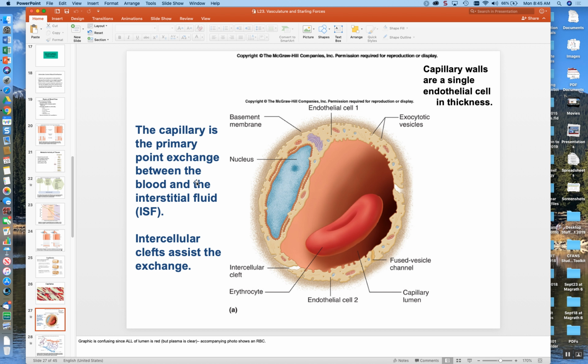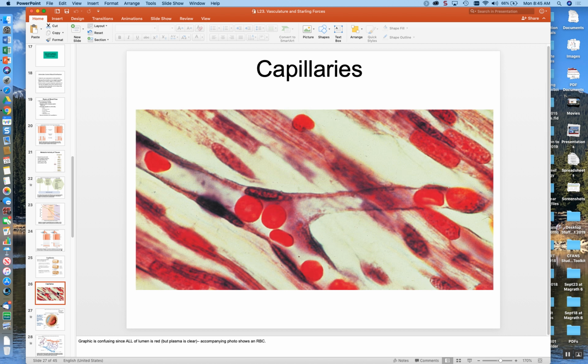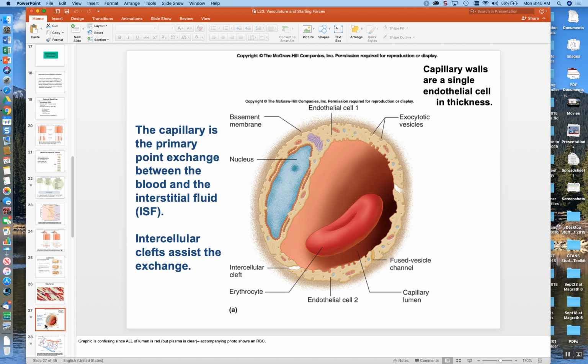Again, allowing enough time for oxygen and nutrients to be exchanged at that site. Okay, again, very tiny, thin-walled cells. Velocity is very slow, and that makes the capillaries the primary point of exchange between blood and the interstitial fluid. And the interstitial fluid is the fluid that bathes cells within that tissue.